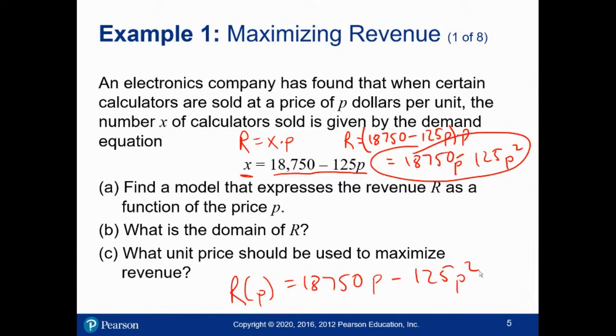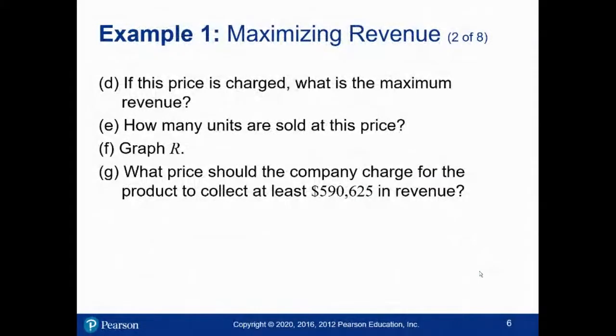I'm going to go to the next slide. At that price, what is the maximum revenue? How many units are sold? Graph the function, and then ask what prices give me at least 590,625.